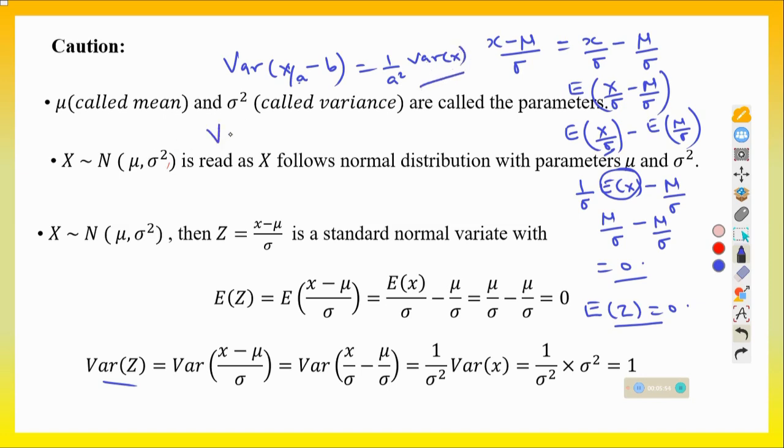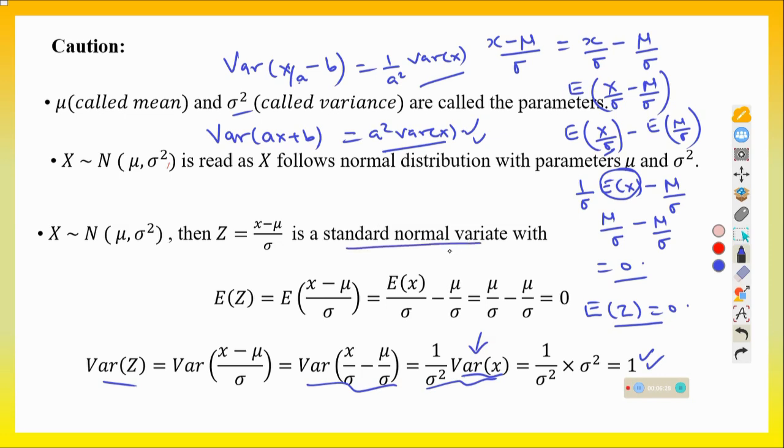Or else you can remember that the variance of ax plus b is the same as a squared times the variance of x, from the properties of variance. So we can easily write this as 1 over sigma squared times the variance of x. We have seen the variance of x is sigma squared, meaning 1 over sigma squared times sigma squared gives us 1. So z equal to x minus mu over sigma is a standard normal variate that has the parameters 0 and 1.